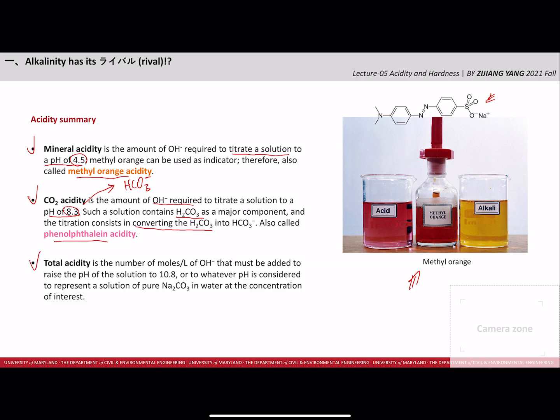And the last one is total acidity. This also refers to the amount of OH- that must be added to raise the pH of the solution to this value. Again, this value may change by literature or materials, but generally it is around 11, or to whatever pH is considered to represent a solution of sodium carbonate in water at the concentration of interest.